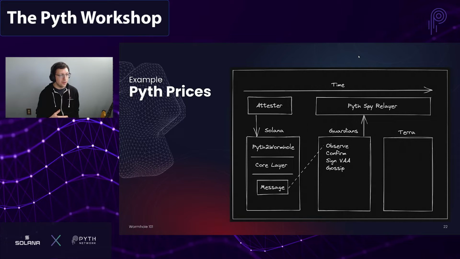And anyone could run a process, this Spy relayer, that will see when the Pyth price reaches consensus in the guardian network. That relayer can then publish that price to Terra. The advantage here is that you have a trustless intermediary who confirms that, yep, the right contract published this message. The guardians all confirm that it came from that contract on Solana, right? That it was a legitimate transaction.